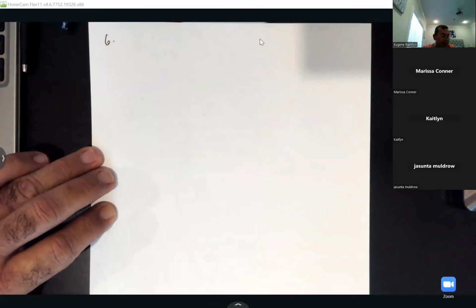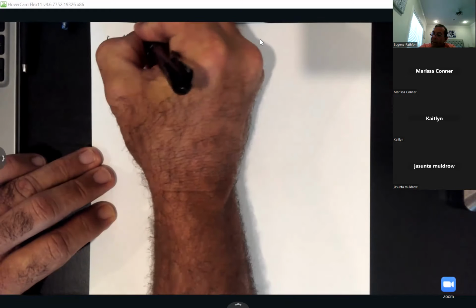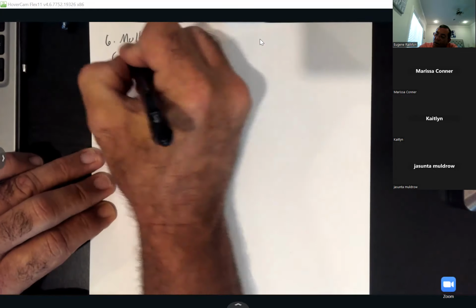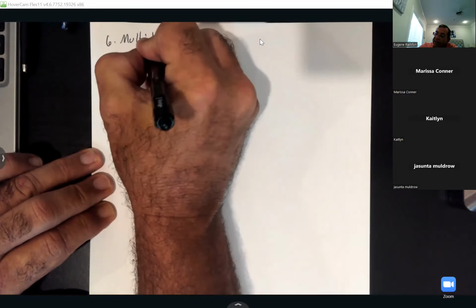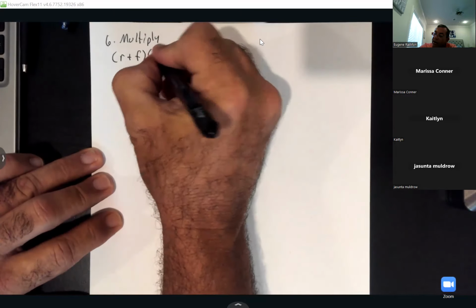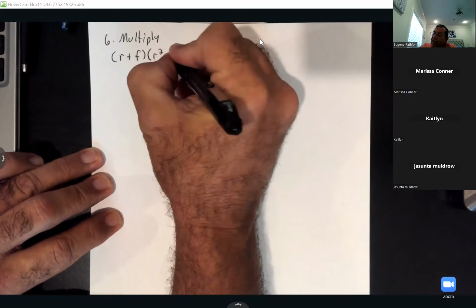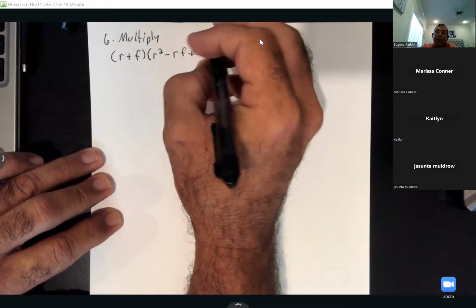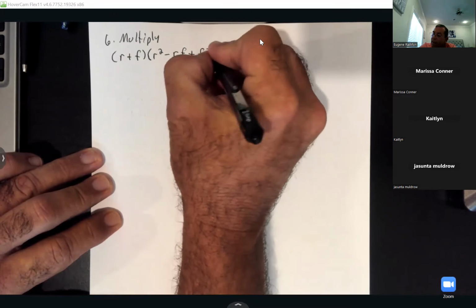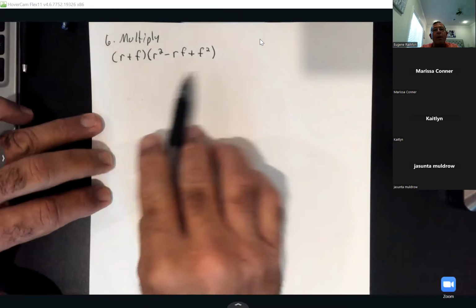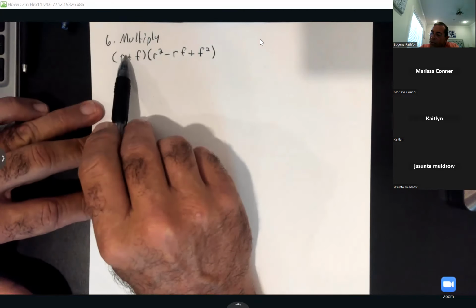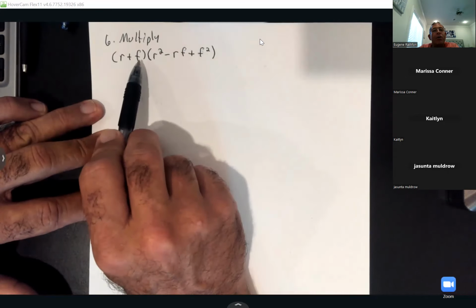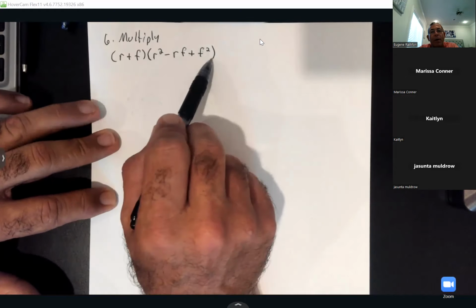All right, guess what? 6, multiply again. But y'all, this time they gave us a R plus F times R squared minus RF plus F squared. So this was one of the bigger ones. But what we got to do first, distribute this R times everybody over here. Then we distribute the F times everybody over here.